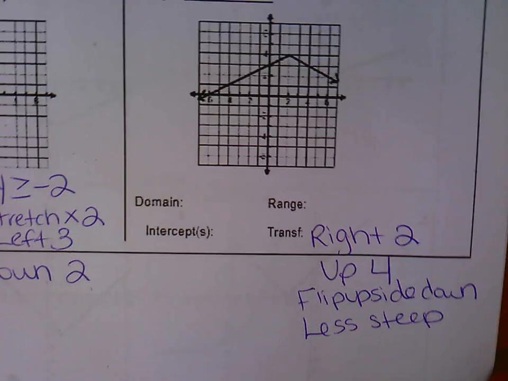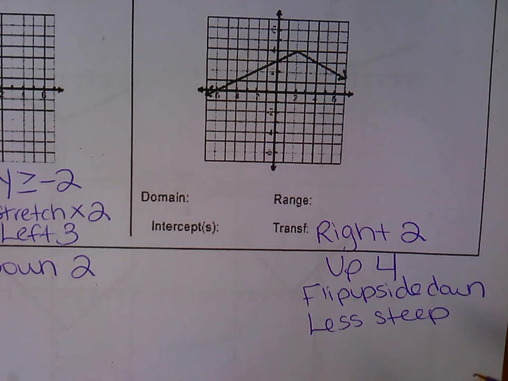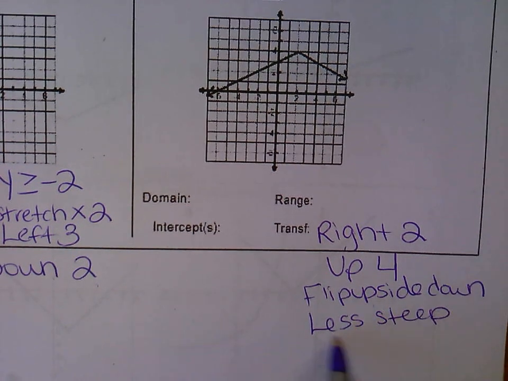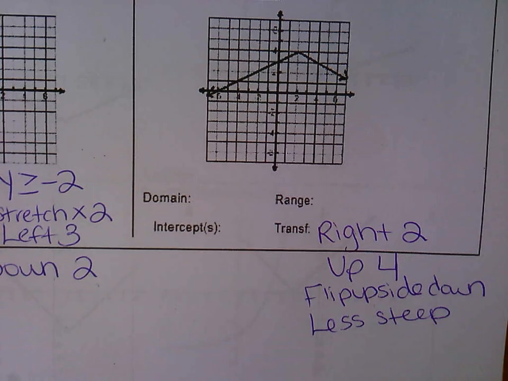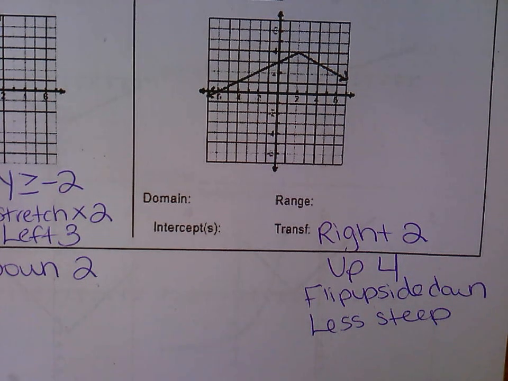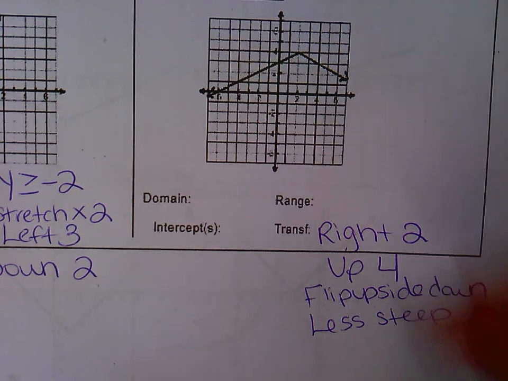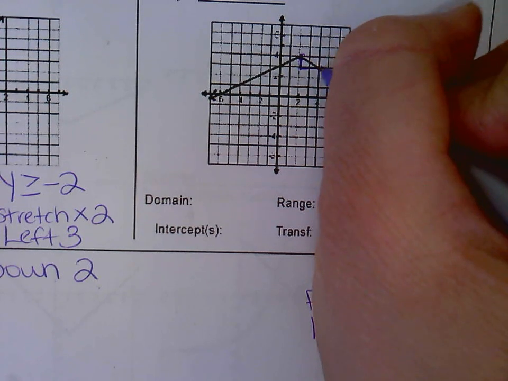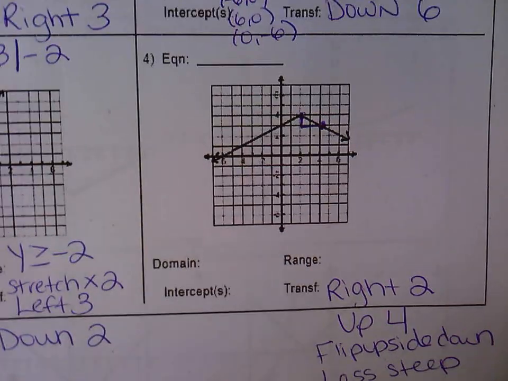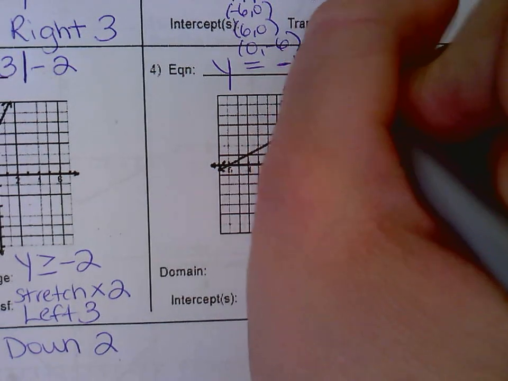So now I need to write an equation that encompasses all 4 of those transformation rules. Flip upside down and less steep all goes in front of the function. What number should go in front of the function? Can you tell what the slope is? What is the slope of that line? Rise over the run. Down 1 over. Guys, do you forget how to find slope? Down 1 over 2. It looks like it has a slope of -1/2. So y equals -1/2 absolute value.